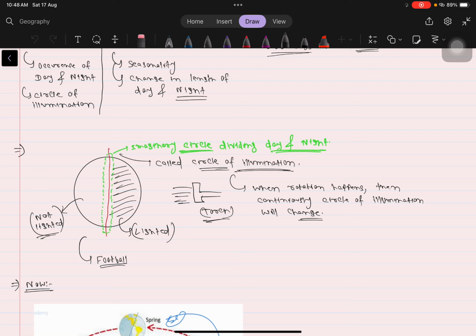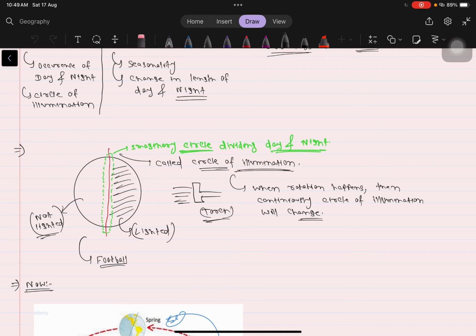Let's take the example of a football. If we just shine light on it from one side, then one side will be bright and the other side will be dark. The line which separates the dark and the bright side is called the circle of illumination. As we rotate the football, the circle of illumination will continuously change. So this circle of illumination is an imaginary line which separates the darker and the lighter side.